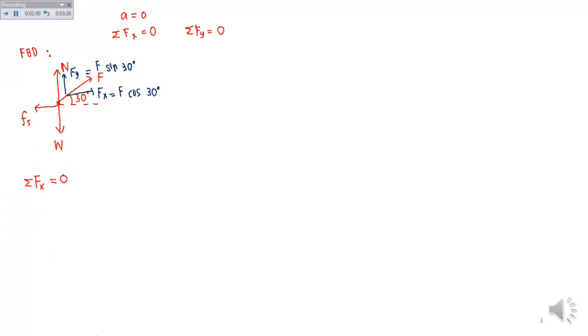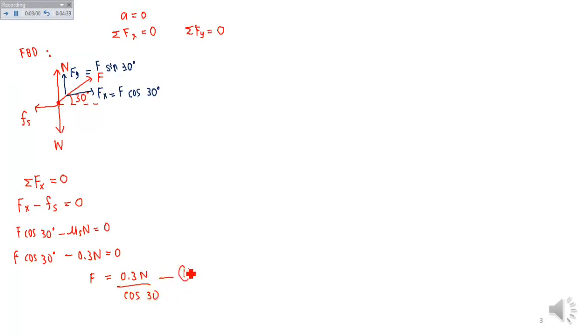Now let's solve our equation. Summation Fx equals 0. The forces acting in the x direction based on this free body diagram are Fx and Fs. So Fx minus Fs equals 0. Fx is F cos 30 minus mu s N equals 0, given mu s is 0.3. Rearranging the equation, we get F equals 0.3 N divided by cos 30. This is our first equation.